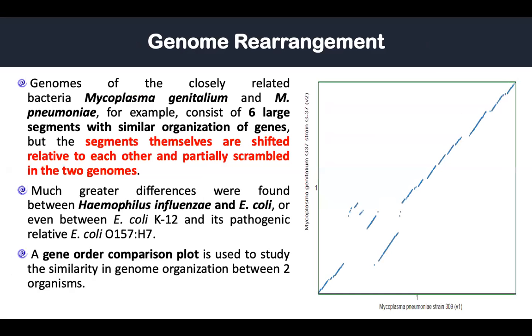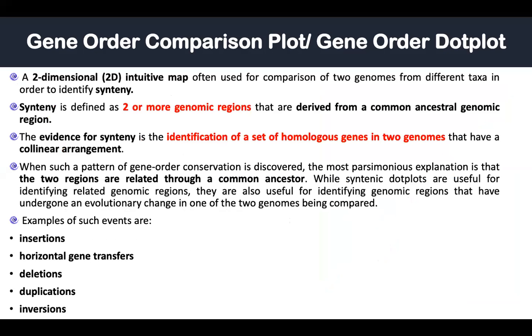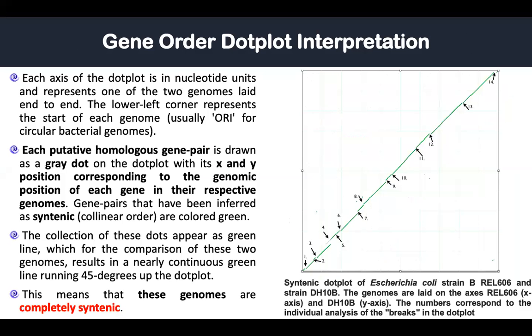So over here, you can see that they are very similar, right? But you can also identify if there are some changes in the genome. For instance, if there's an insertion or deletion or a gene transfer or inversions, this can also be observed. So I will show you examples after this. This is just to give you an idea of how to interpret a dot plot.